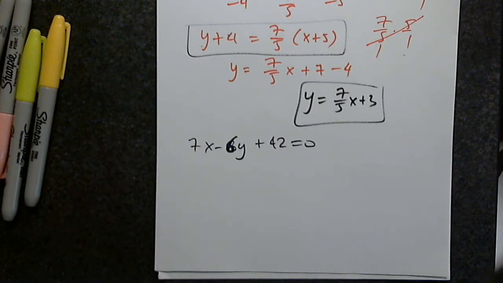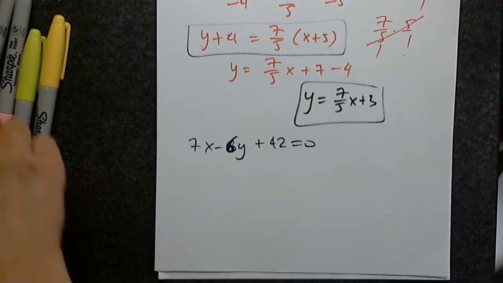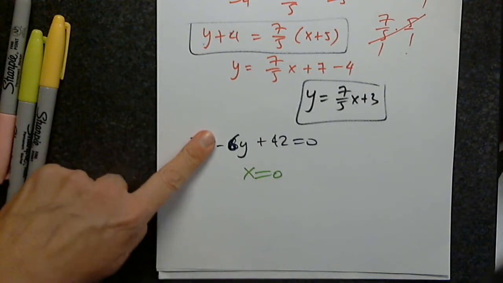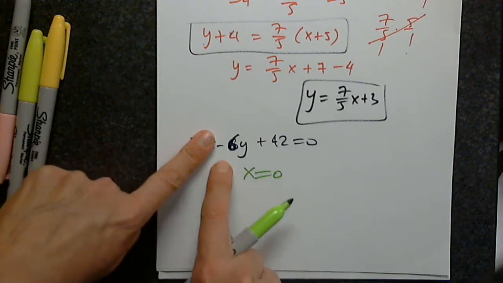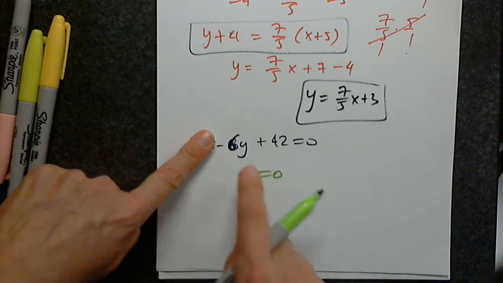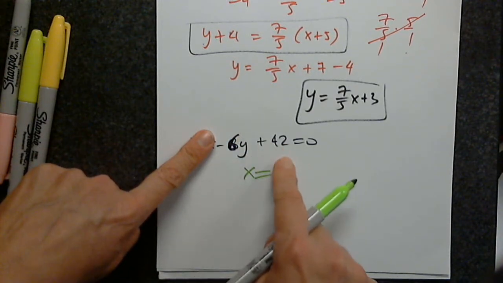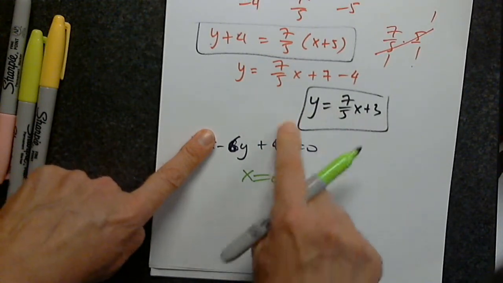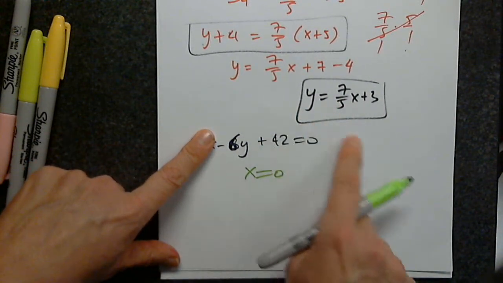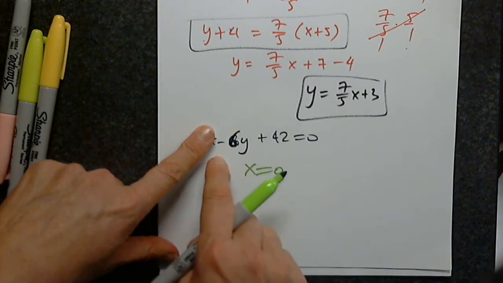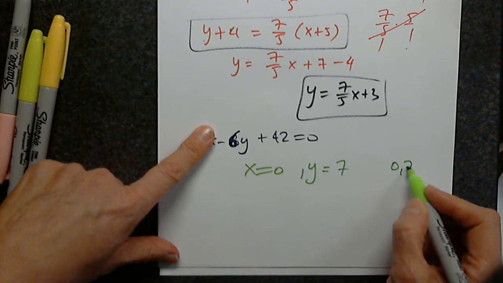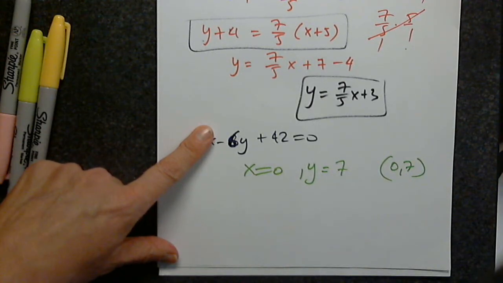So we're asked to graph this line using x and y intercepts. When x is 0, cover the term with x. You have to solve the linear equation -6y plus 42 equals 0. Move 42 to the other side, it becomes -42. -42 over -6 means y equals 7. So (0, 7) is the ordered pair representing the y-intercept.